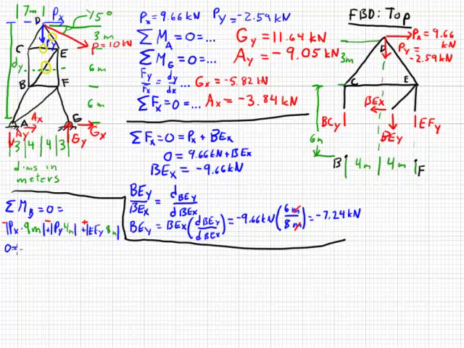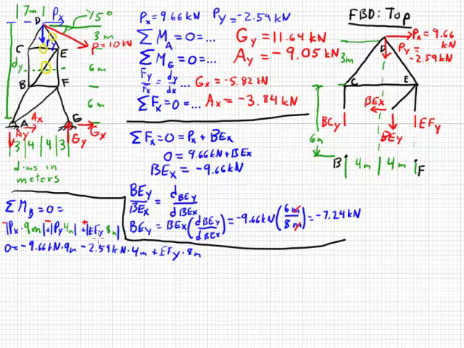0 equals negative 9.66 kilonewtons times 9 meters, minus 2.59 kilonewtons times 4 meters, plus EFY times 8 meters.